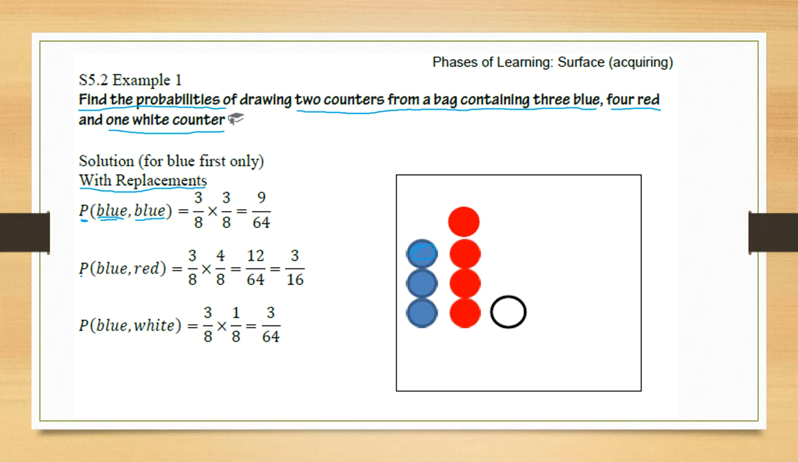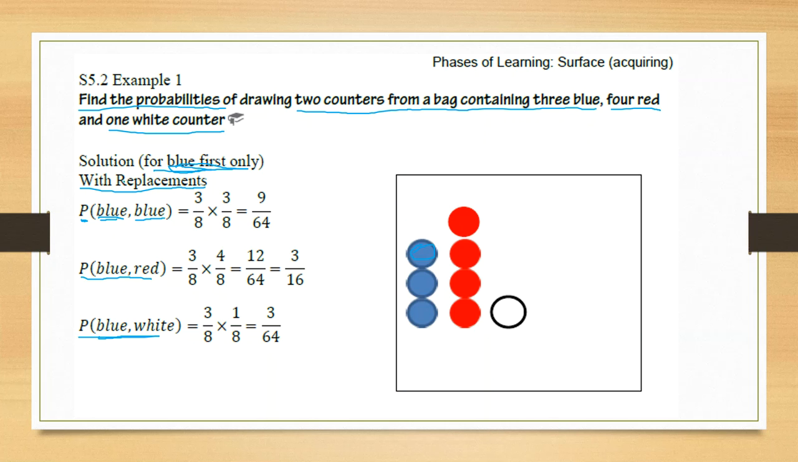The probability of blue and then red, so a blue one and then a red one, would be 3 in 8 times 4 in 8, which is 12 in 64. The last example that I have here, probability of blue first and then white, 3 on 8 times 1 on 8, because there's one white one. You'll notice that I'm only using the first one being blue. The probability of red followed by red would be 4 on 8 times 4 on 8.